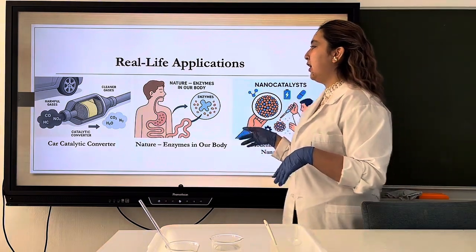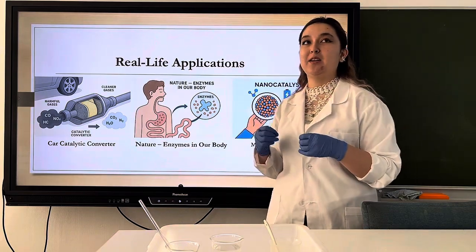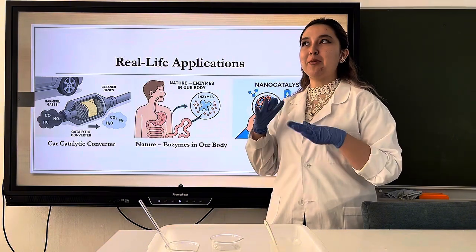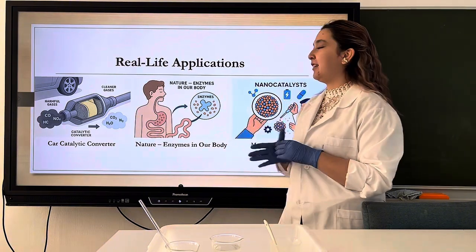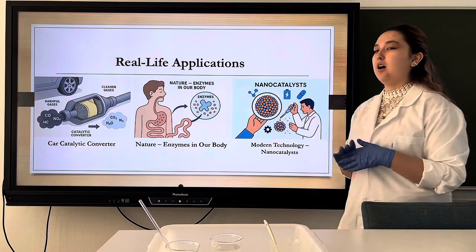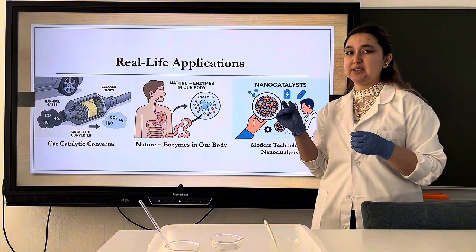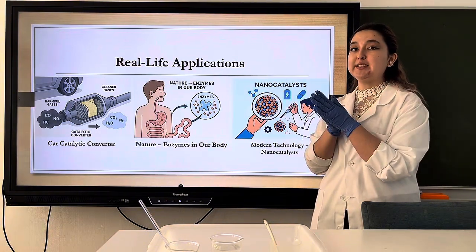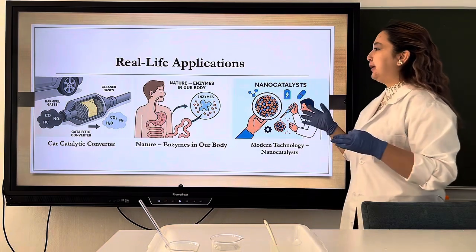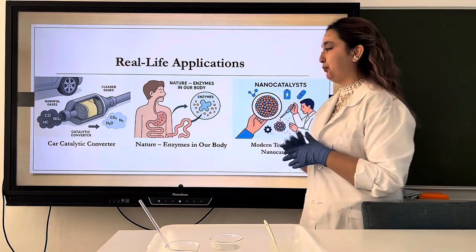Next example: our body also uses catalysis, through enzymes. Enzymes help digest food and control chemical reactions in our body quickly and safely. So next example, nanocatalysts. Scientists make nanocatalysts with tiny particles and with huge surface area. This is used in medicine and in our batteries and clean energy.